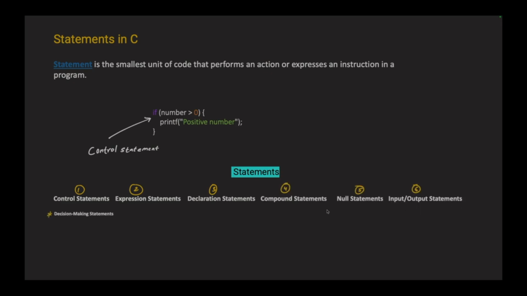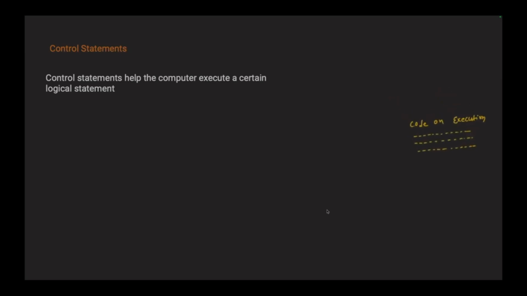In control statements, we will talk about decision-making statements, looping statements, and jump statements. So let's get started with control statements first. So what is a control statement? It is a statement that helps the computer execute a certain logical statement. For example, this is code on execution. There are a bunch of codes that will execute on the first go. If some certain condition arises or is encountered, then another set of code or the next code should be executed, or do some other logic.